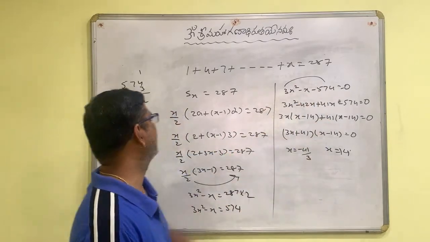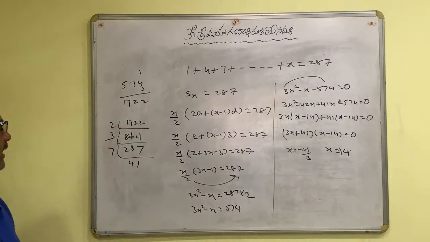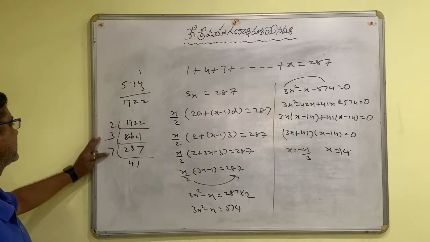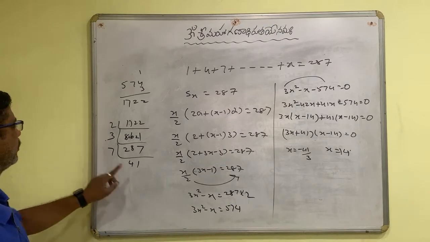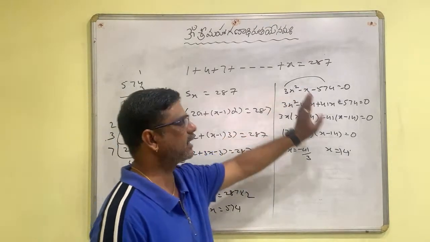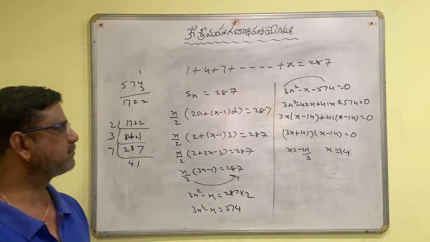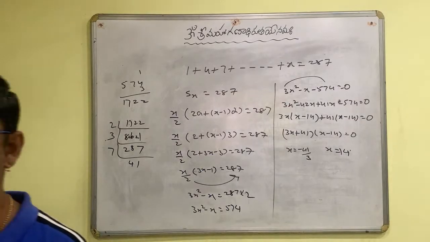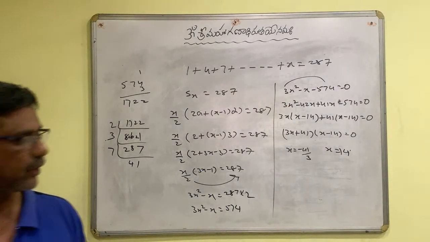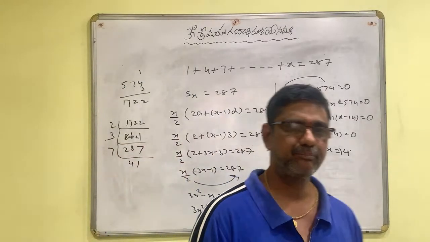3 into 574 is 1722. Take the LCM. 3 into 2 into 7 is 42. 42 minus 41, the middle term should come as negative 1. So minus 42x plus 41x. So x is 14. Okay?